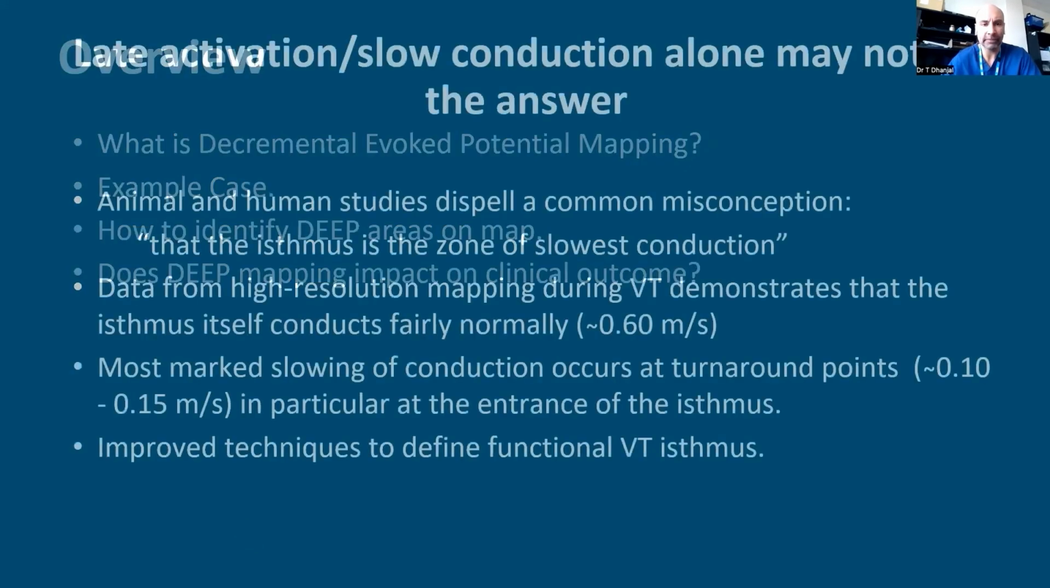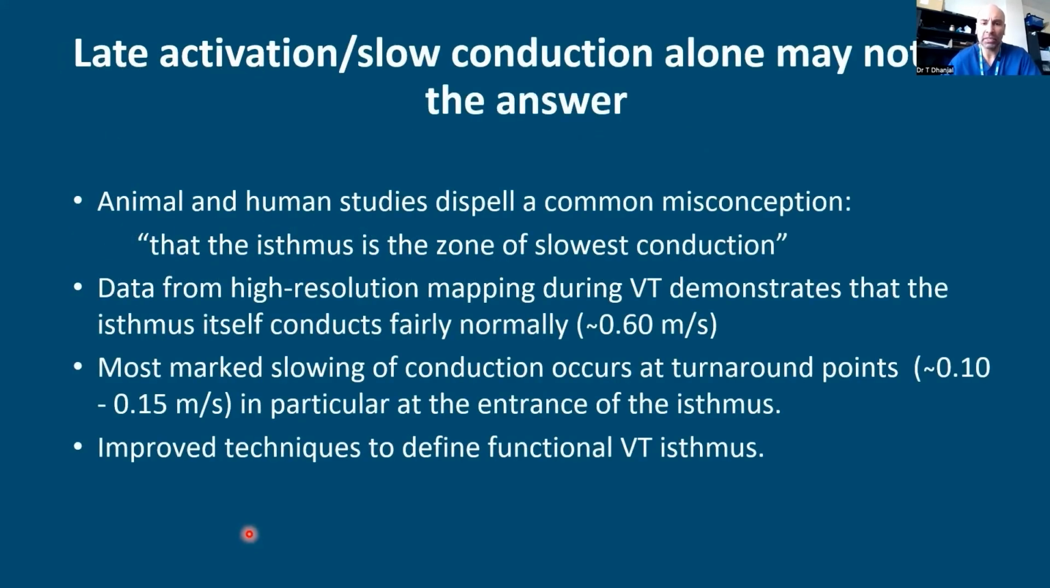So we know from animal and human studies that the isthmus, we have always believed, is the zone of slowest conduction. However, this is actually a misconception, because translational work has shown that the VT isthmus conducts at relatively normal velocities, around 0.6 meters per second. The slowest areas of conduction in a re-entrant VT circuit are in fact the turnaround points, and these are the entrance and exit sites of the VT. And it's these areas that we try to map and identify using our mapping methodologies.